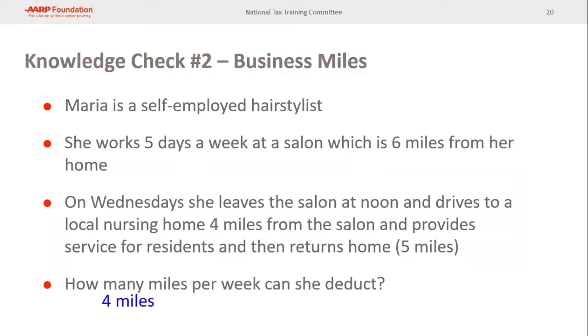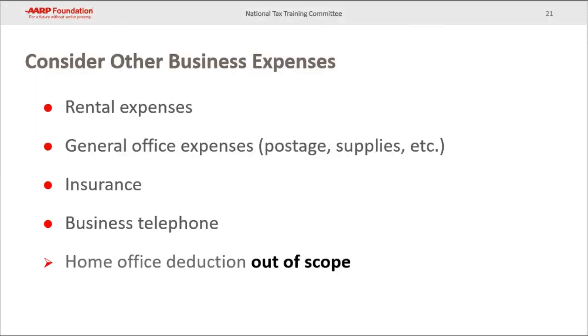It's only the distance from the salon to the nursing home that she can deduct because her morning drives to the salon are all commuting miles, and her last trip of the day on Wednesday is from the nursing home to her home, so those are commuting miles as well. Remember to discuss with the taxpayer to determine any other business expenses that they can report.